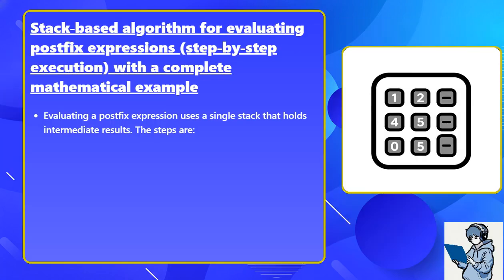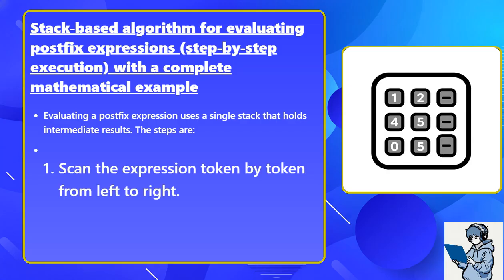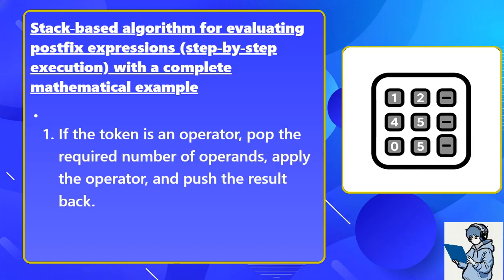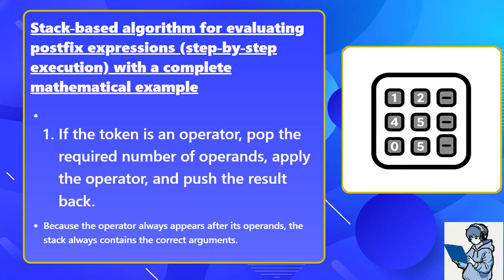Evaluating a postfix expression uses a single stack that holds intermediate results. The steps are: Step 1. Scan the expression token by token from left to right. Step 2. If the token is an operand, push its numeric value or variable value onto the stack. Step 3. If the token is an operator, pop the required number of operands, apply the operator and push the result back. Because the operator always appears after its operands, the stack always contains the correct arguments.